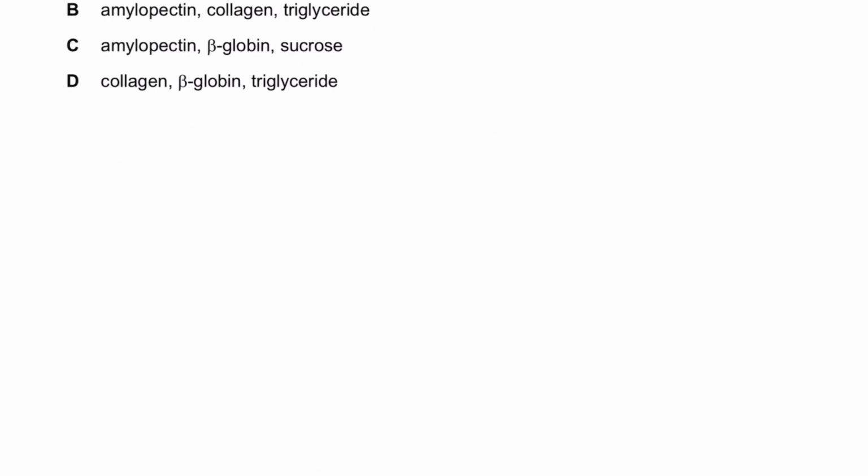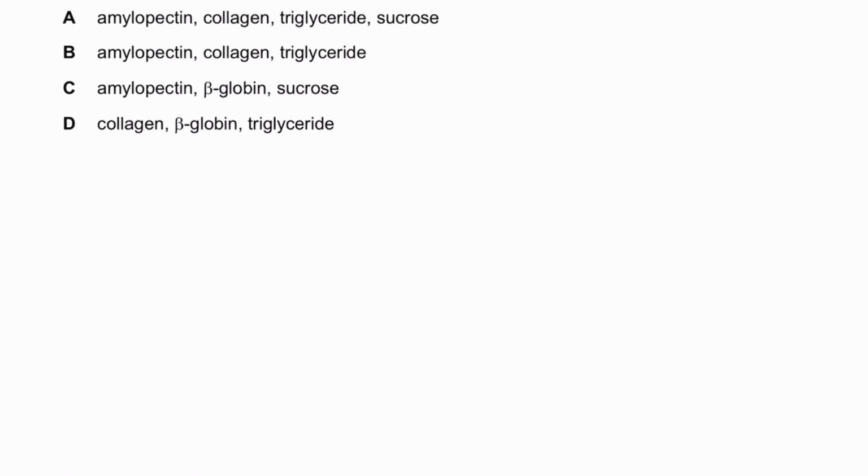B. Which molecules are formed by the condensation which involves a carboxyl group? Okay, condensation which involves a carboxyl group. Now, carboxyl groups are found specifically in fatty acids and in proteins, or specifically in amino acids. Amylopectin, collagen, triglycerides. Obviously, not amylopectin.